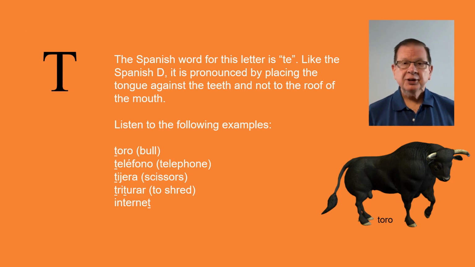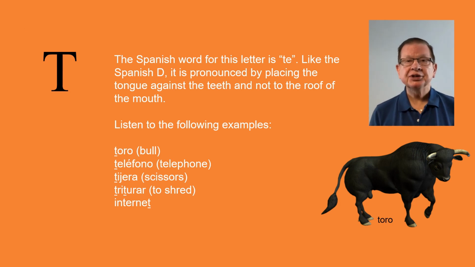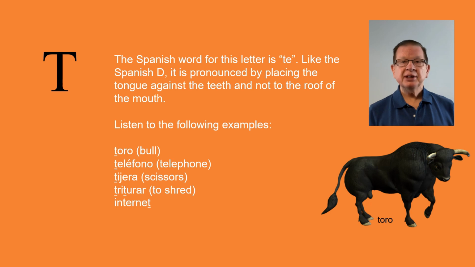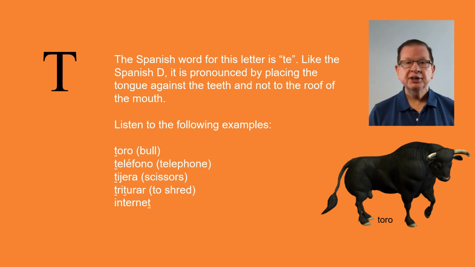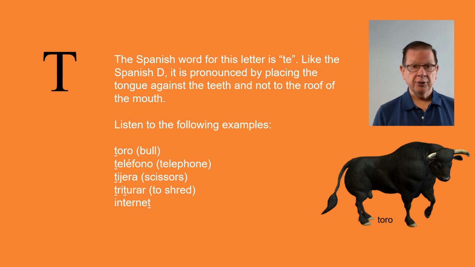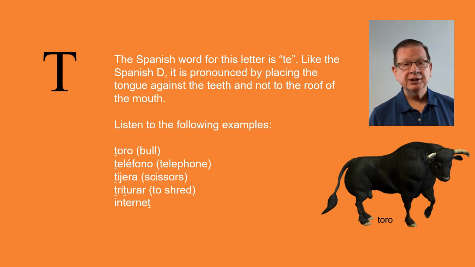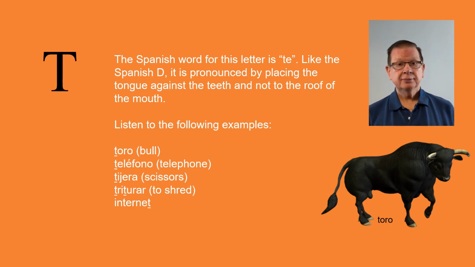T. The Spanish word for this letter is te. Like the Spanish D, it is pronounced by placing the tongue against the teeth and not to the roof of the mouth. Listen to the following examples. Toro, teléfono, tijera, triturar, internet.